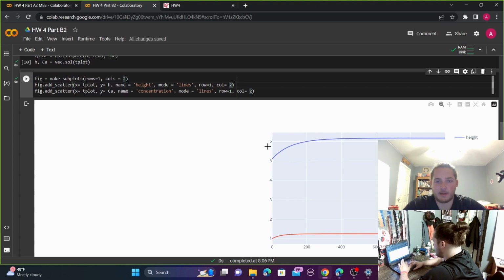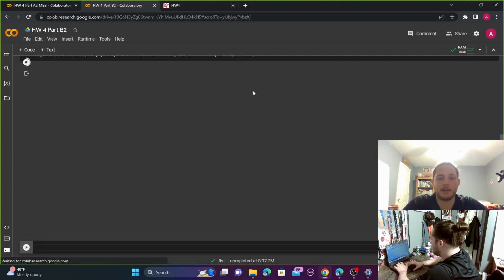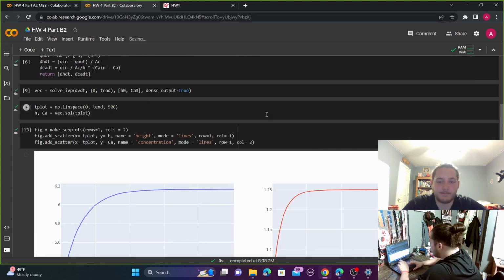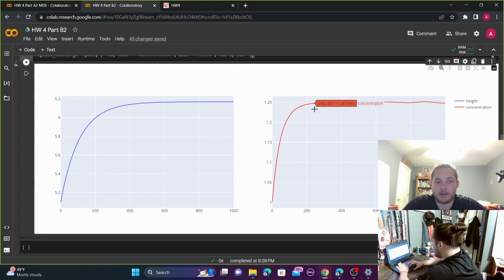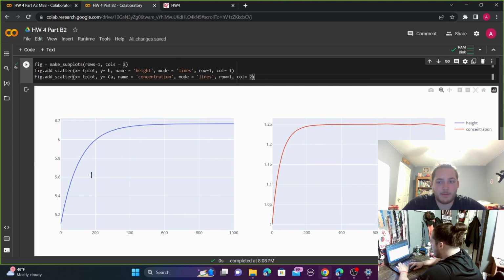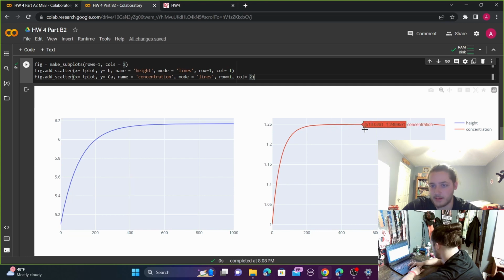So I got my plots on the same one, so I'm going to try to change our column here to 1. We go shift enter. So I made this column 1 and this column 2, and I hit shift enter, and here you see our plots for our height and concentration. And if you notice here on our concentration, our value sort of oscillates around the value of 1.25.